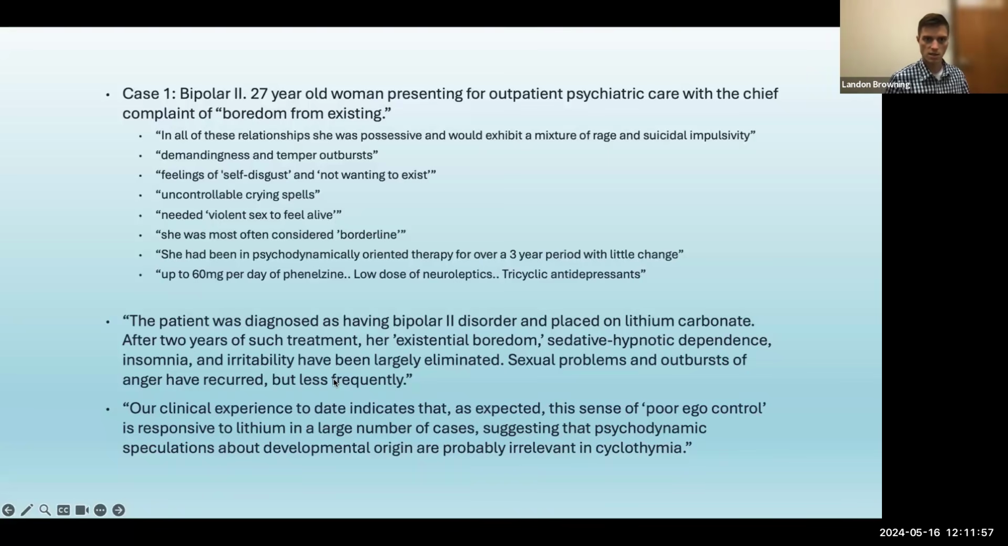In his assessment, he states the patient was diagnosed as having bipolar 2 disorder and placed on lithium carbonate. After 2 years of such treatment, her existential boredom, sedative hypnotic dependence, insomnia, and irritability have been largely eliminated. Sexual problems and outbursts of anger have occurred, but less frequently. Our clinical experience today indicates that, as expected, this sense of poor ego control is responsive to lithium in a large number of cases, suggesting that psychodynamic speculations about developmental origin are probably irrelevant in cyclothymia.